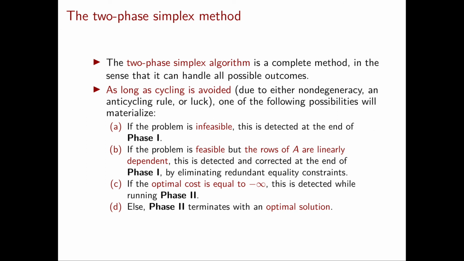In particular, note that if you run the two-phase simplex method, in input you need just any linear programming problem in standard form. So you don't need to check yourself that the rows of A are linearly independent, because this is done automatically in phase 1. Then, in possibility C, we have that if the optimal cost is equal to minus infinity, this is detected in phase 2. Finally, D, we have that phase 2 terminates with an optimal solution. So now we have a complete method to solve linear programming problem in standard form. And this concludes our video about section 3.5.